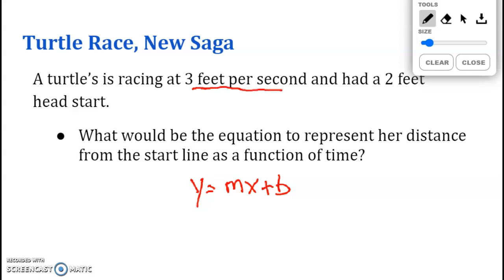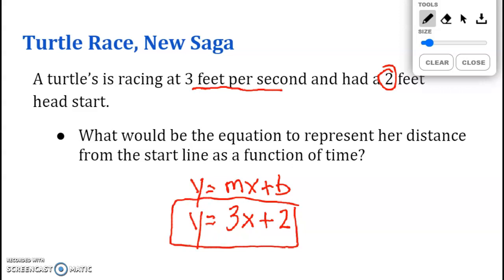So m is 3. And what is the starting point? It's 2 feet, so b is 2. Putting it together, y is equal to 3, and we still need the variable x, plus 2. So this is going to be my equation, where x is the input, the time, and y is the distance.